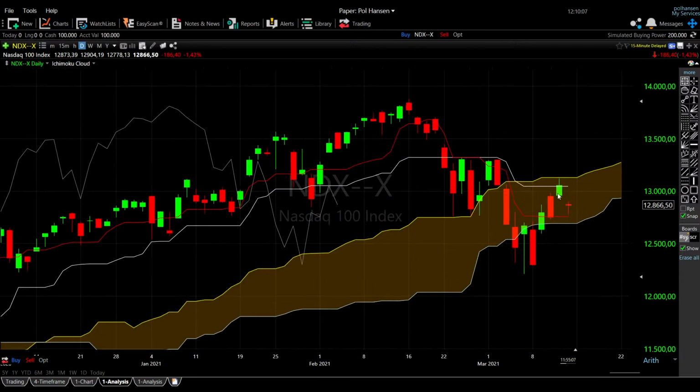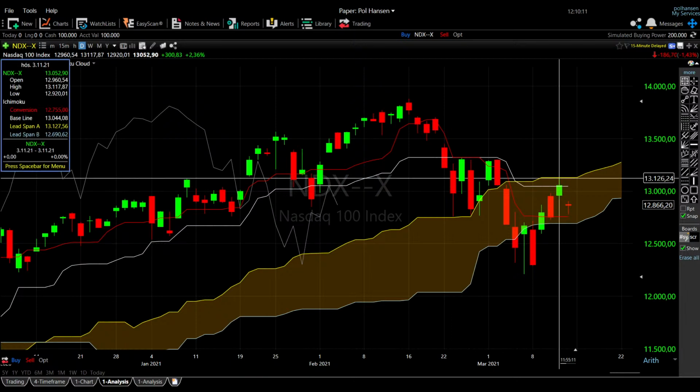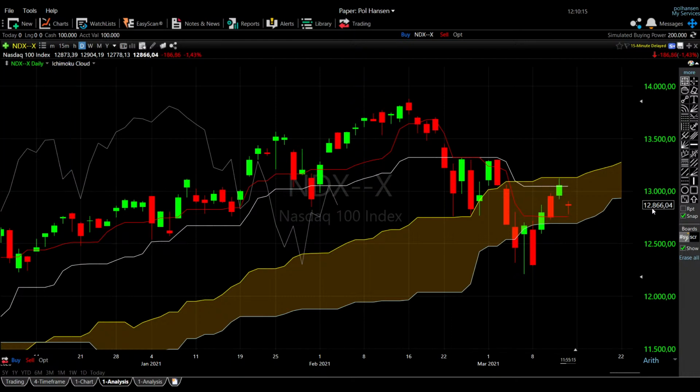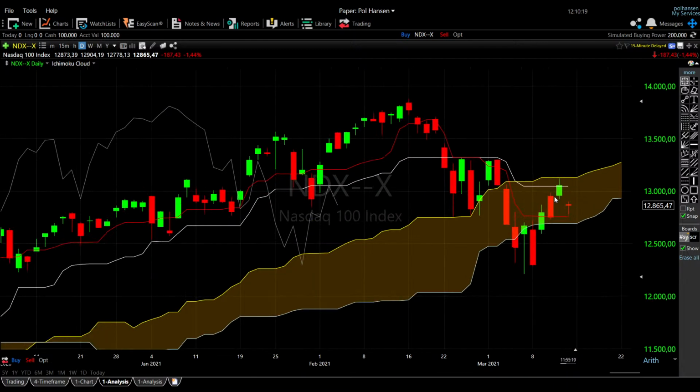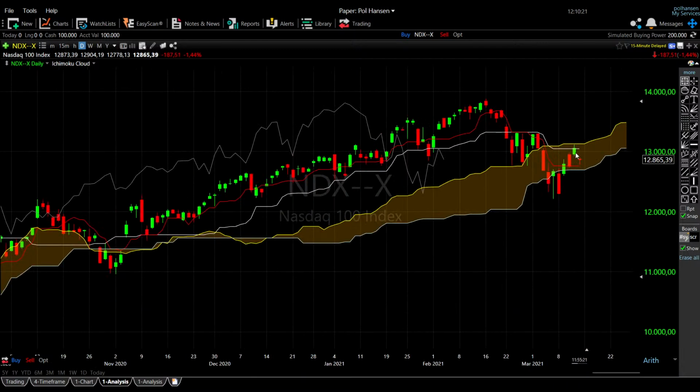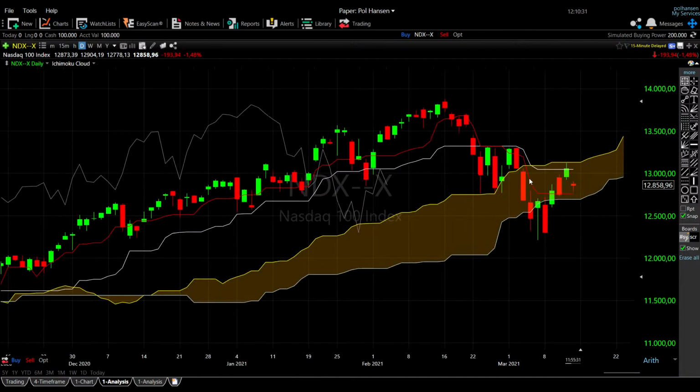So we ran into resistance around this area here. This was at 13,126 and fell, and now we're trading at 12,866, just hovering around here. If we break below this cloud again, then we'll probably go back towards these previous lows. One reason why we can say that we are going into an uptrend or downtrend is the crossing of these moving averages.